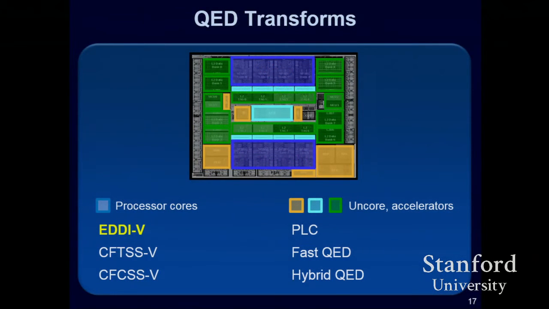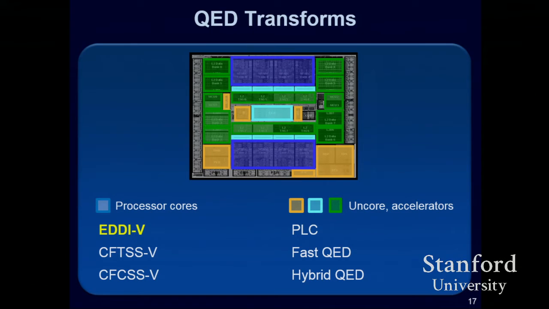But before getting there, this is a big SoC, for example, and as I said, SoCs contain a whole bunch of components. It has processor cores, it has uncore components like cache controllers, memory controllers, and so on, and it has accelerators, for example. Depending on what part of the SoC you are targeting, and essentially we target the entire SoC, there are different kinds of QED transformations for different parts of the SoC. I won't have time to go through all these transformations in this talk. But to give you a sense for these transformations, I will focus on two. One targeting the processor core, which is called an EDDIV transformation. And later on, I will show you a transformation called the PLC transformation that targets these uncore components, for example.